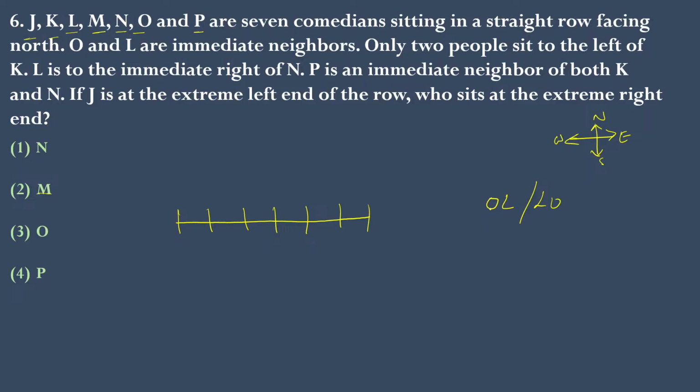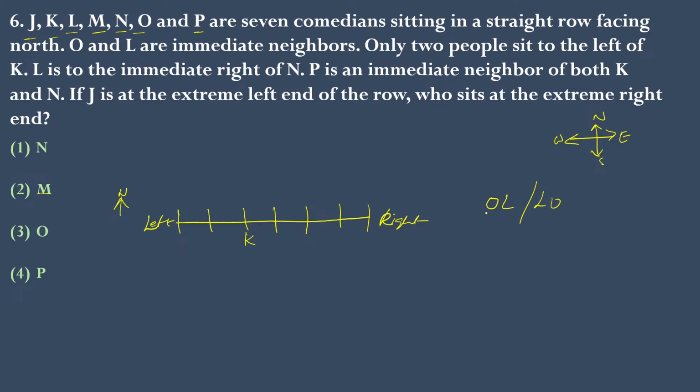Only 2 people sit to the left of K. So this is the left, this is the right. Why? Because they are facing towards the north direction. Only 2 people sit to the left of K, so I just write K here. Next, L is to the immediate right of N.